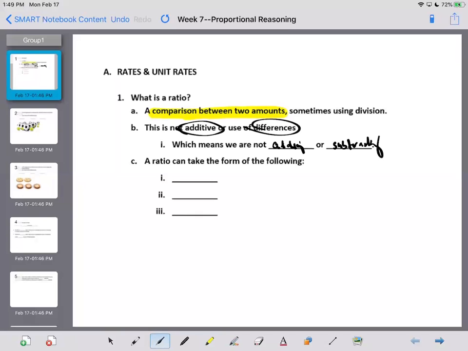So when we say a ratio can take the form of the following, well, it can take the form of a fraction, like 5/8. And so when we're comparing something, we would end up with 5 of some amount to 8 of some amount. We can use a colon to represent that. We could say 5 to 8. Or we can use words to represent that. We would say 5 to 8. So those are different ways that you can write ratios.